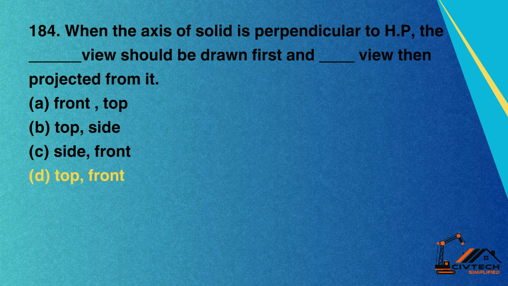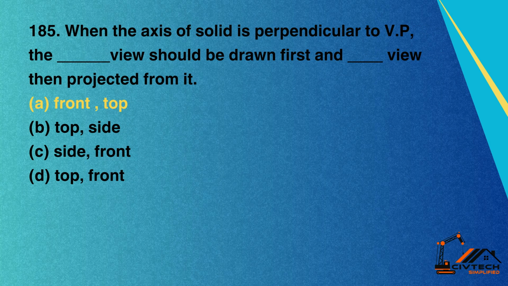When the axis of solid is perpendicular to HP, the top view should be drawn first, and the front and side views then projected from it. A. Front, top. B. Top, side. C. Side, front. D. Top, front. Correct option: D, top, front.